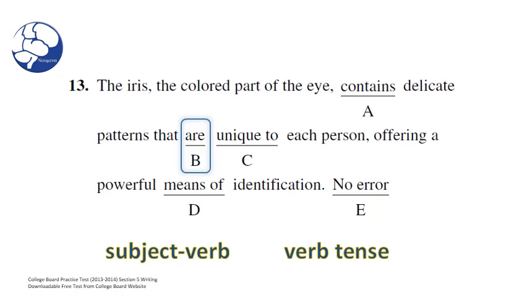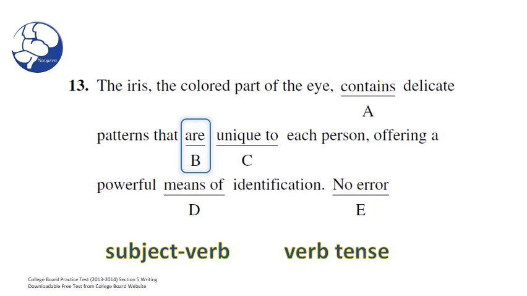Okay. So patterns is plural, so then we need our plural verb are. That looks like it checks out. And what about our verb tense? Well, again, this is part of the truth statement that the whole sentence is trying to inform us of. Oh, okay, the iris contains delicate patterns that are unique to each person. I remember now. So we're fine here, I think.